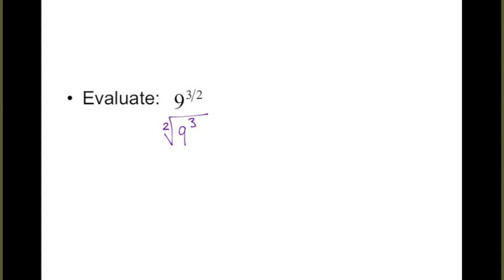Then we can evaluate these in either order. We could do the power first and do 9 cubed, but I don't know what 9 times 9 times 9 is. Or we could do the root first. I like to do the roots first because that makes numbers smaller and more manageable. So what is the square root of 9? 3. And then I haven't done the power yet. 3 cubed, 3 times 3 times 3, is 27.